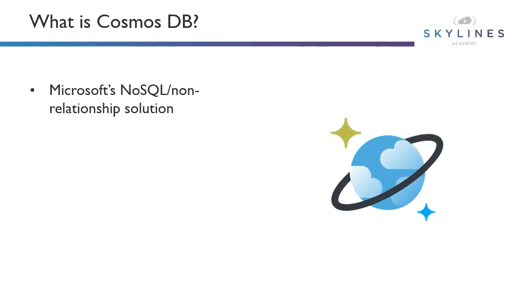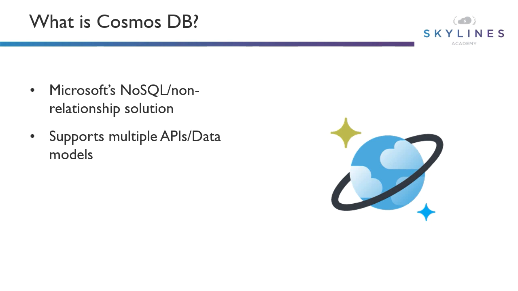CosmosDB is Microsoft's NoSQL non-relational database solution. The topic of relational versus non-relational databases is one that is beyond the scope of this course. But the underlying concept is that with a relational database, you create structured tables with specific data. With non-relational databases, each record is essentially a document that could contain different points of data. You then present these to the application and let it filter them as needed.